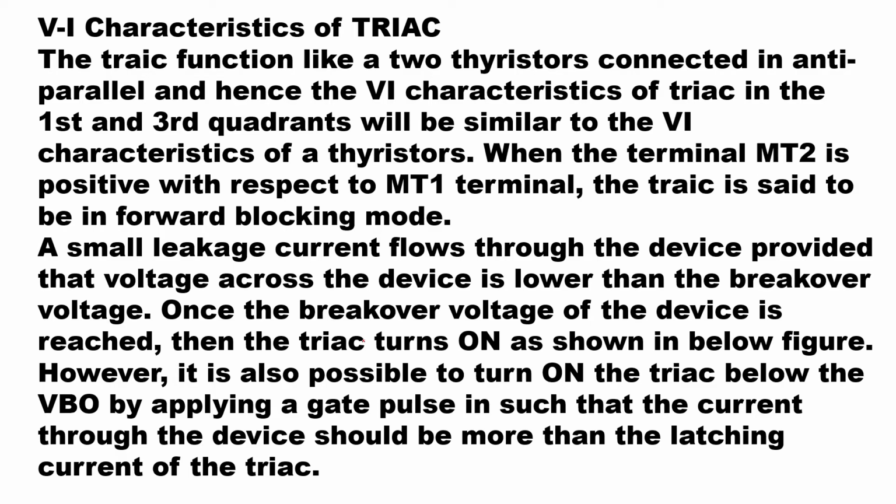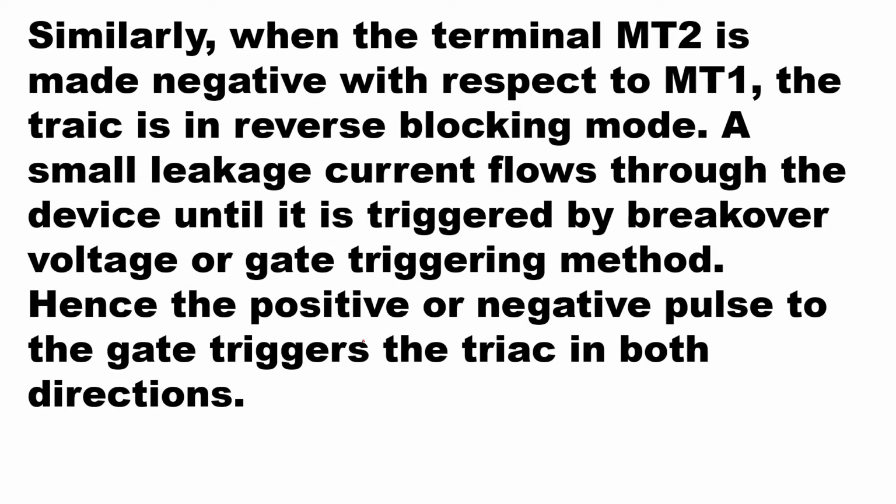However, it is also possible to turn on the triac below the breakover voltage VBO by applying a gate pulse, such that the current through the device should be more than the latching current of the triac. Similarly, when the terminal MT2 is made negative with respect to MT1, the triac is in reverse blocking mode. A small leakage current flows through the device until it is triggered by breakover voltage or gate triggering method. Hence, the positive or negative pulse of the gate triggers the triac in both directions.